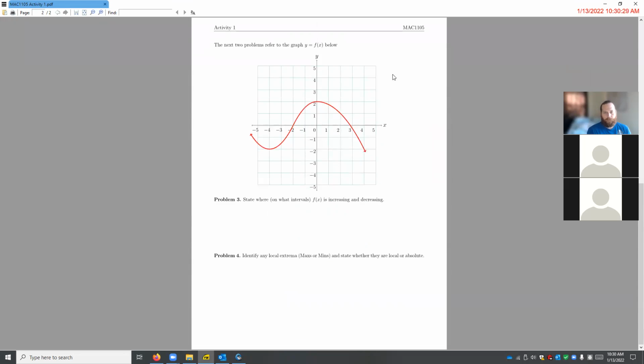The second bit is about mins and maxes and increasing, decreasing. So I've got the graph of a function here. I want you to tell me where this thing is increasing and decreasing, right? So remember open intervals of x values. Tell me where this is increasing and decreasing. And then finally, tell me if there are any local mins or local maxes, and are any of them absolute, or are they just local?